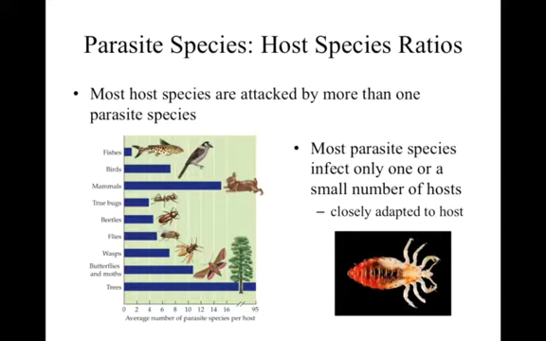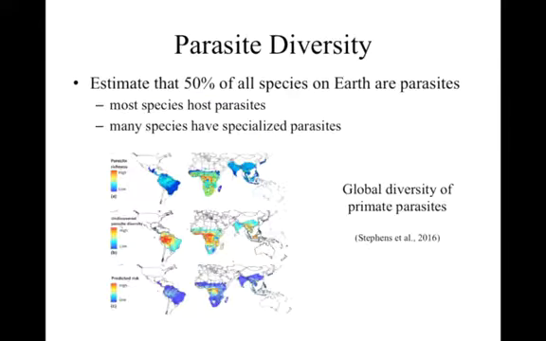Now, most parasites, by contrast, only infect one or a small number of hosts. So although most hosts are infected by tons of different parasites, each individual parasite tends to be very specific to one or a few hosts. And that's because the parasites need to be really closely adapted to the hosts in order to sneak around all the defenses that the host has. We'll talk about that in a little bit. But it really takes being specialized to be able to get into a host or get onto a host and manage to eke out a life there.